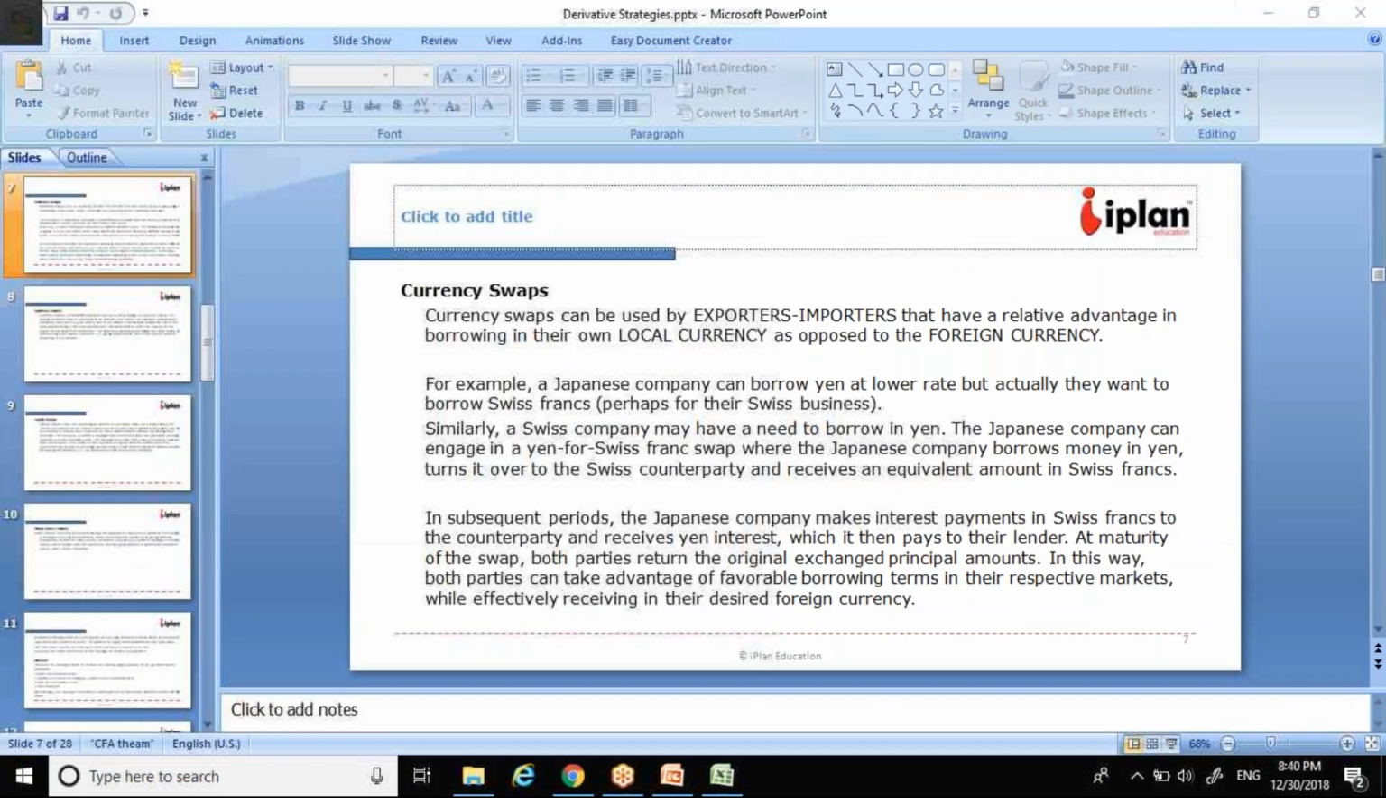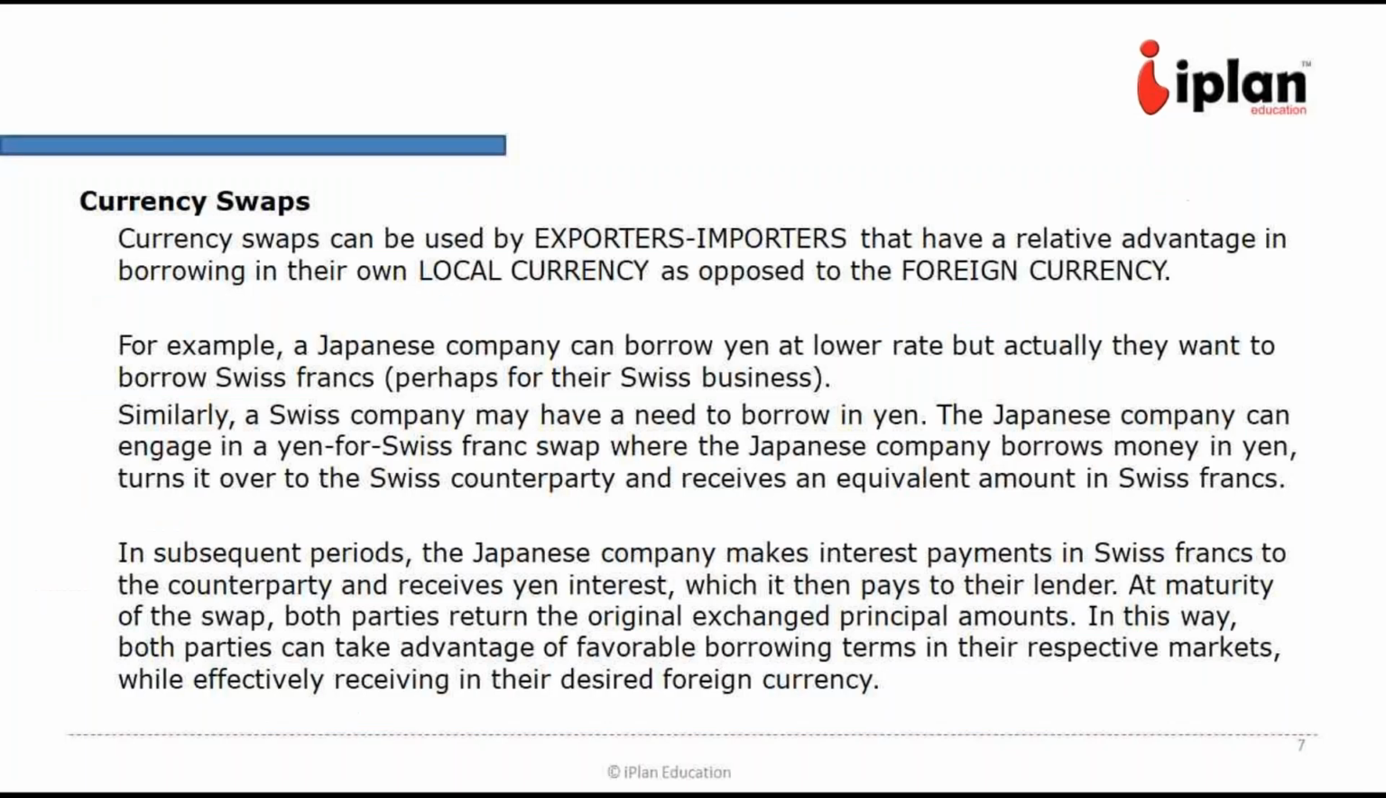Now, on the other hand, what happens at the maturity? At the maturity of the swap, both parties return the original exchanged principal amount to each other. In this way, both parties can take advantage of favorable borrowing terms in their respective markets, while effectively receiving their desired foreign currency.